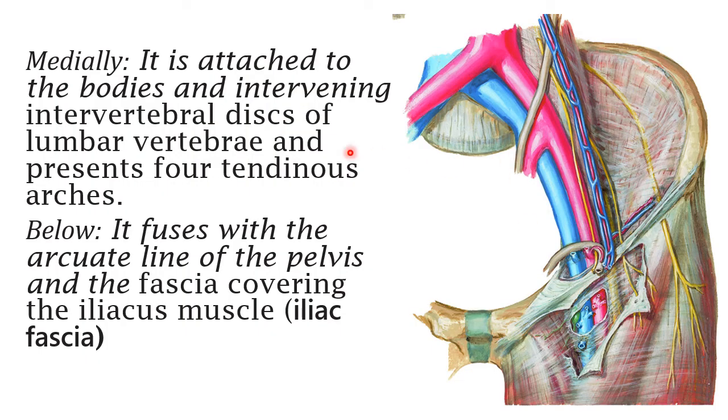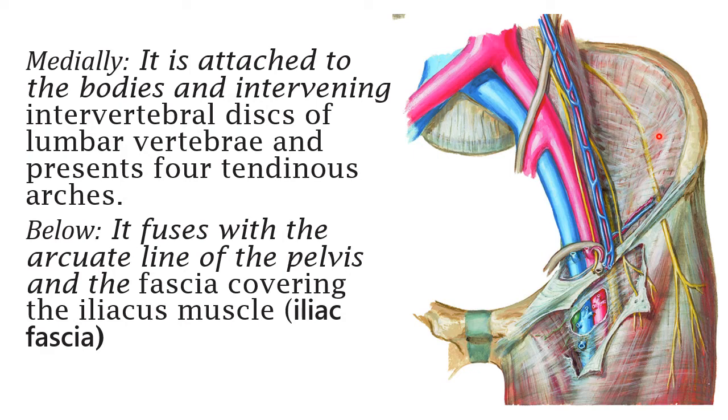What is going to happen medially? Medially, it is attached to the bodies of the lumbar vertebrae and the intervening intervertebral discs, and presents four tendinous arches. Below, this fascia iliaca fuses with the arcuate line of the pelvis, and with the fascia covering the iliacus muscle, which is arising from the iliac surface of the greater pelvis. In the inner surface of the greater pelvis, we can identify the iliacus arising.